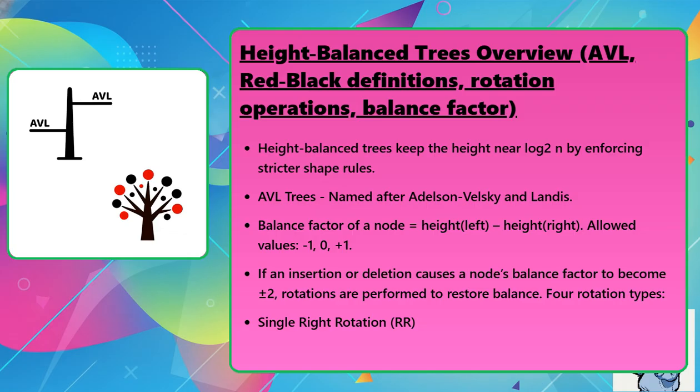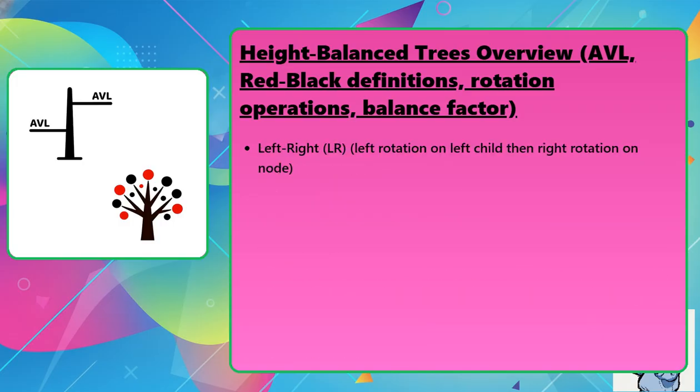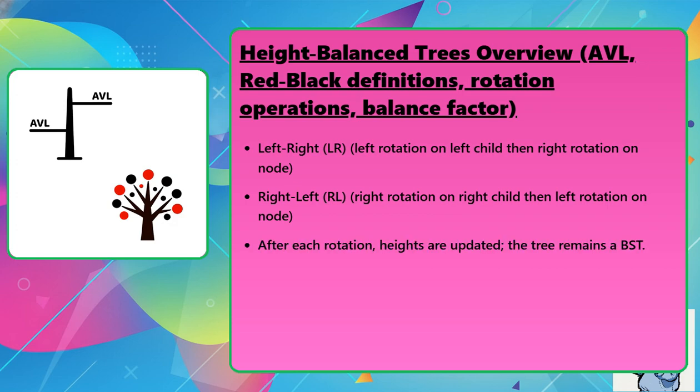Single right rotation, abbreviated RR. Single left rotation, abbreviated LL. Left-right rotation, abbreviated LR: a left rotation on the left child followed by a right rotation on the node. Right-left rotation, abbreviated RL: a right rotation on the right child followed by a left rotation on the node. After each rotation, heights are updated. The tree remains a binary search tree.